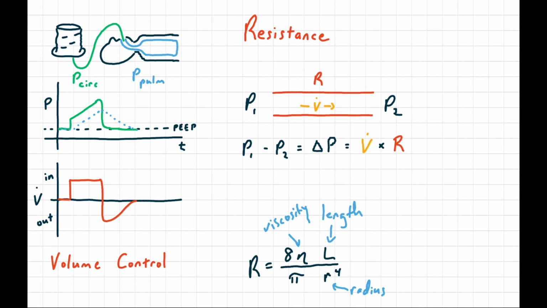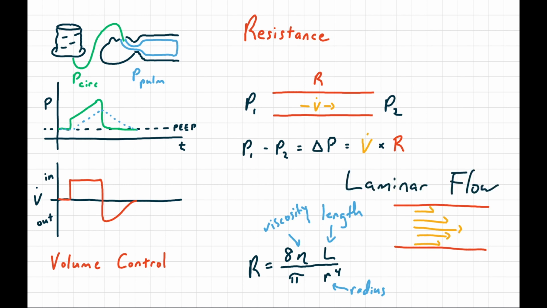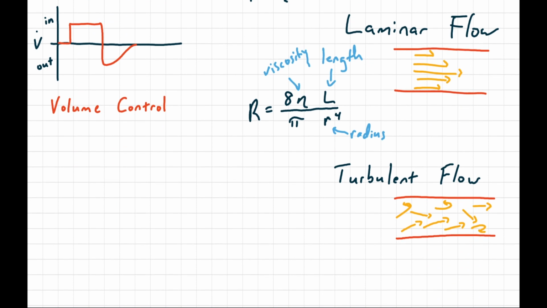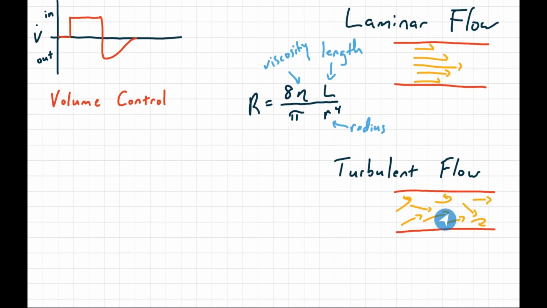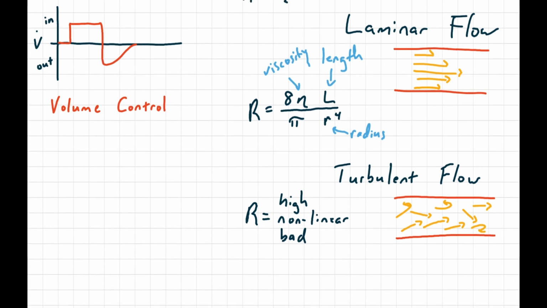What does matter is that this whole paradigm is only true during laminar flow, which is nice ordered flow through a tube. Resistance is much higher in turbulent flow, which is more chaotic with collisions and eddy currents. There's actually no good mathematical solution for resistance in the turbulent case. You have to do computer modeling or experimental work to know the resistance for sure. But it's high, and it's nonlinear, and it's bad. You're more likely to have turbulence in high-resistance, high-flow states like emphysema or an asthma attack or a bronchiolitic child.